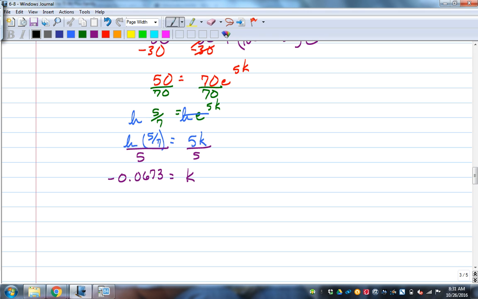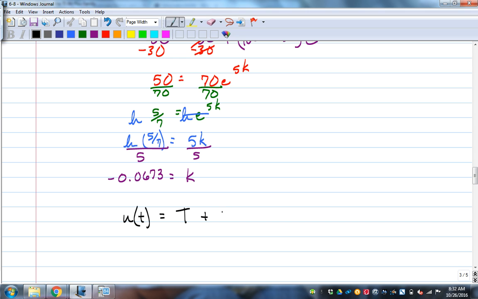Now, that gets us the K value. We still haven't answered the question that they asked. The question that was asked was, when will the temperature be 50 degrees? We still haven't answered that. All we've done is found the K value out of that, which is great. That's what we need. So we need to know. So we're taking U of T, the final temperature.